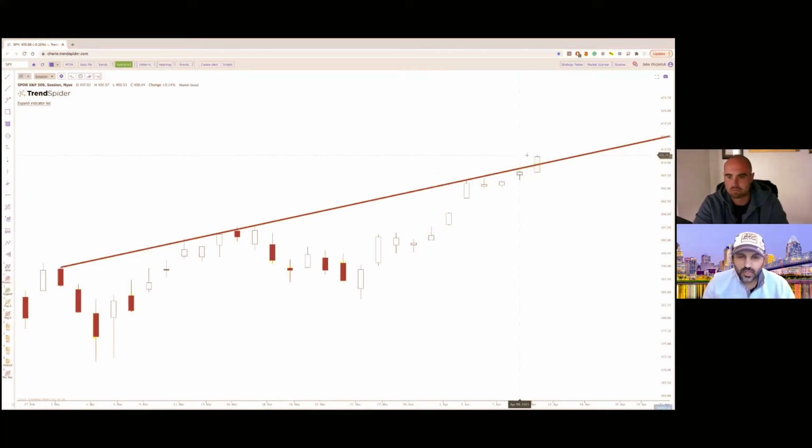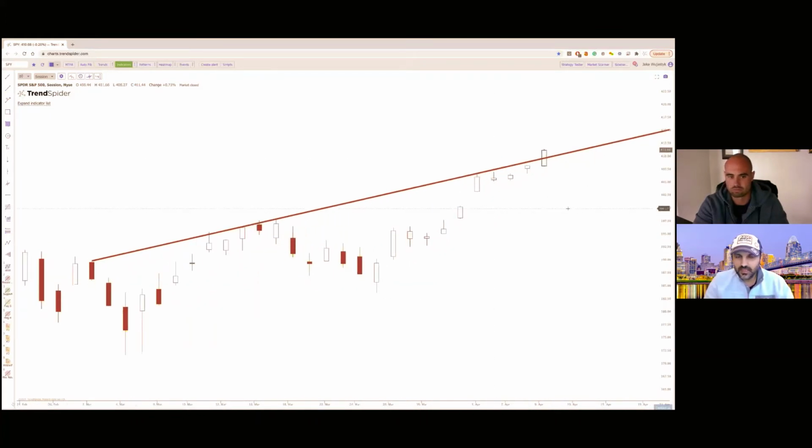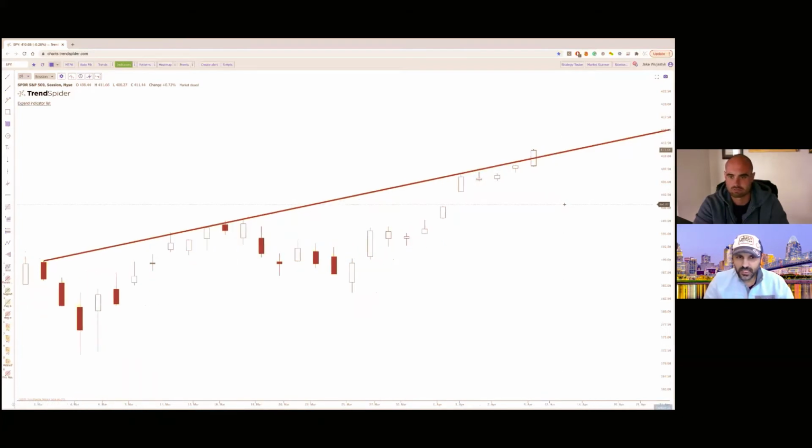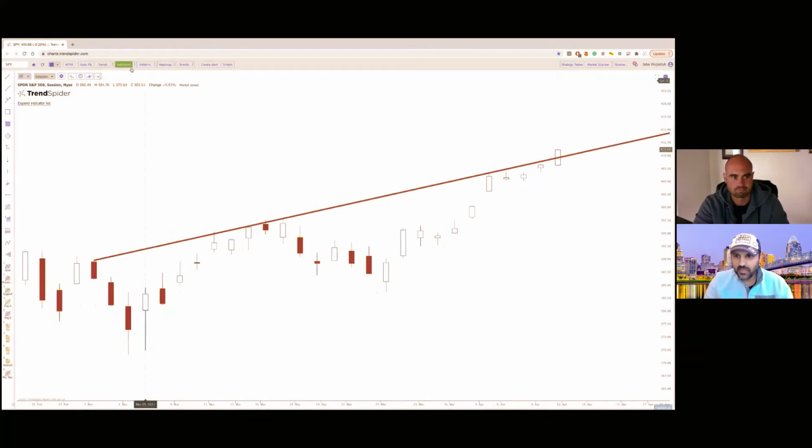I was just going to say, and also people need to understand that there are so many different ways of doing this. I mean, we're talking about trend lines right now, but then there are moving averages. A lot of people look at the 200-day moving average as sometimes the bottom when things start bouncing off of that.